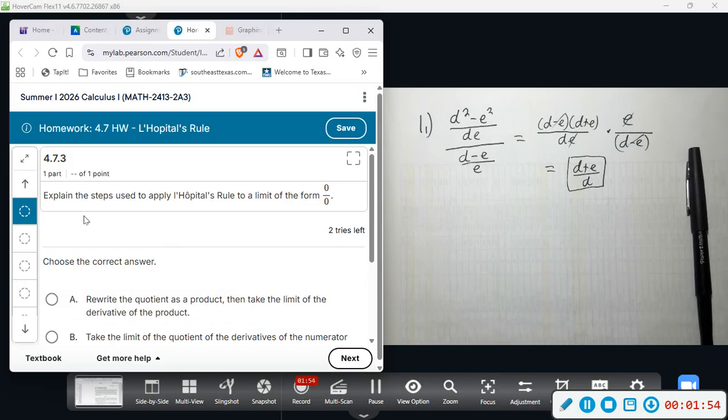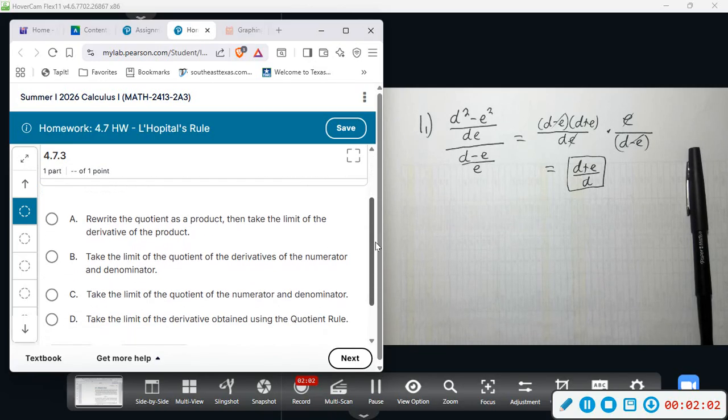Right, number 2, it wants to explain the steps used to apply L'Hopital's rule to a limit of the form 0 over 0. So it says rewrite the quotient as a product, then take the limit of the quotient of the derivatives of the numerator and the denominator. That looks about right. Take the limit of the derivative obtained using the quotient rule. So you don't use the quotient rule, you just take the limit of the quotient. So you still do that division problem of the derivatives of the numerator and denominator separately.